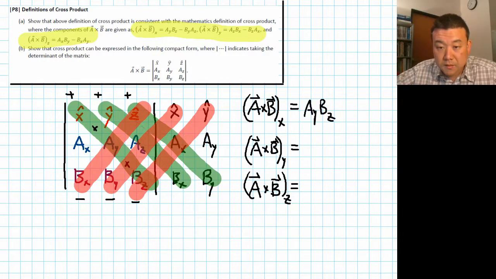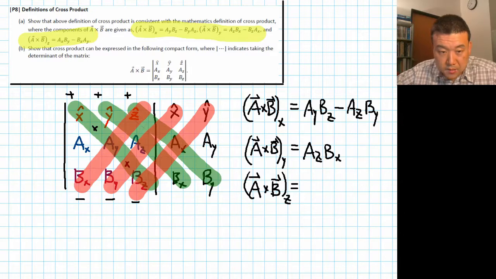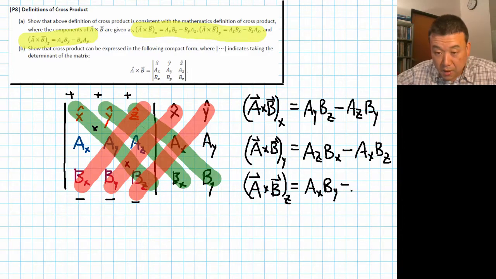So the x component here will be AyBz minus AzBy. And if you are checking your results as you go, this is exactly what the x component was supposed to be. You can do the same thing for y. Staring at y hat, I get plus AzBx and then minus AxBz. These are the two terms there. For z hat, it'll be plus AxBy minus AyBx.